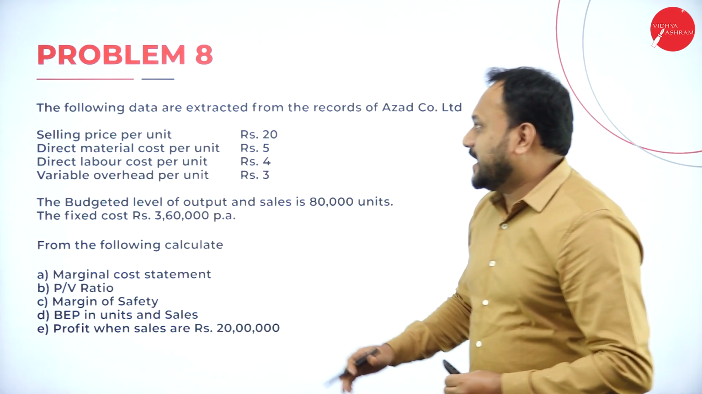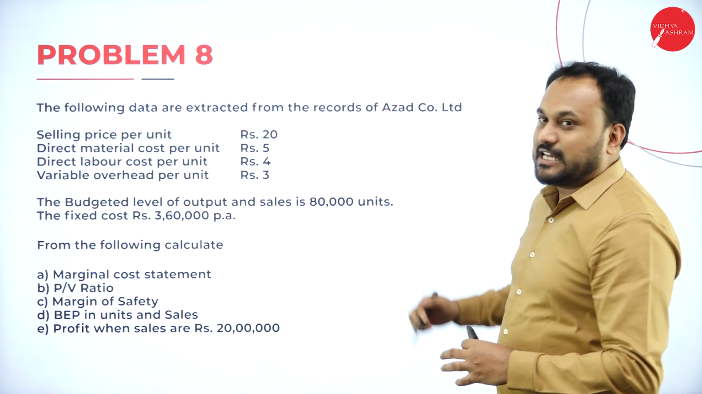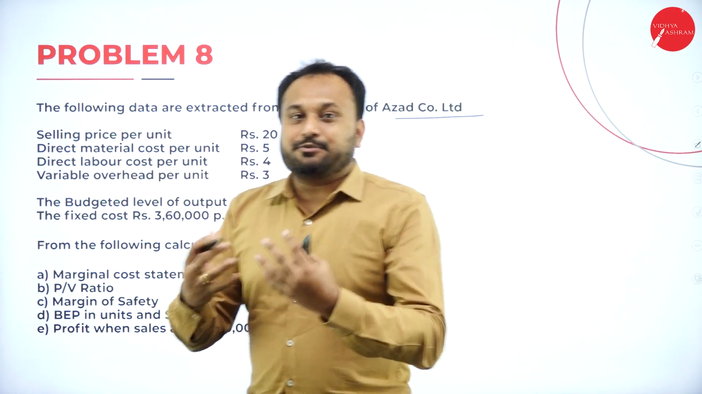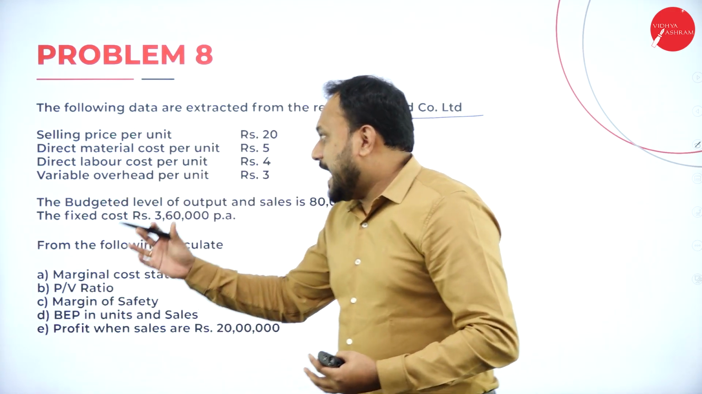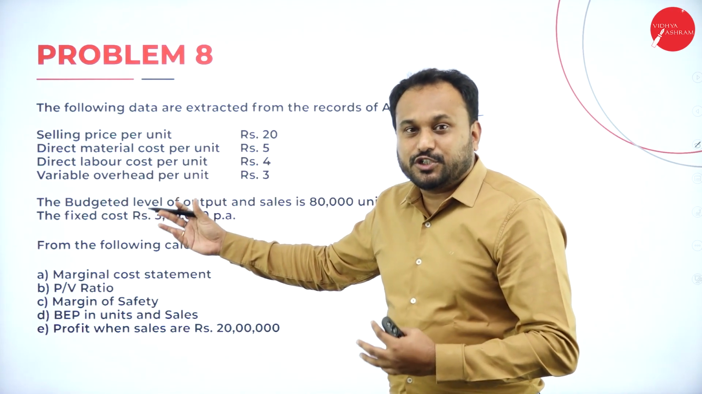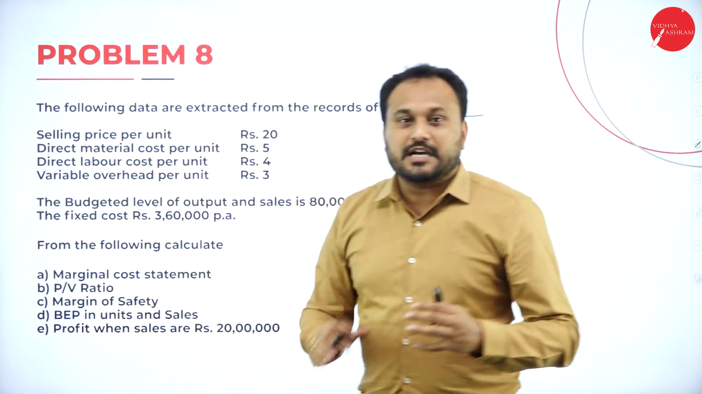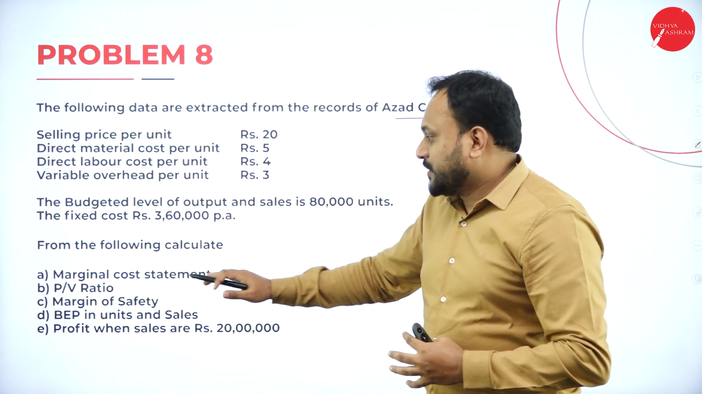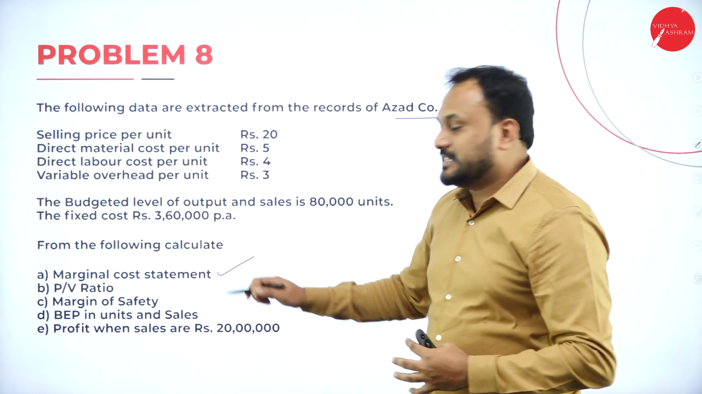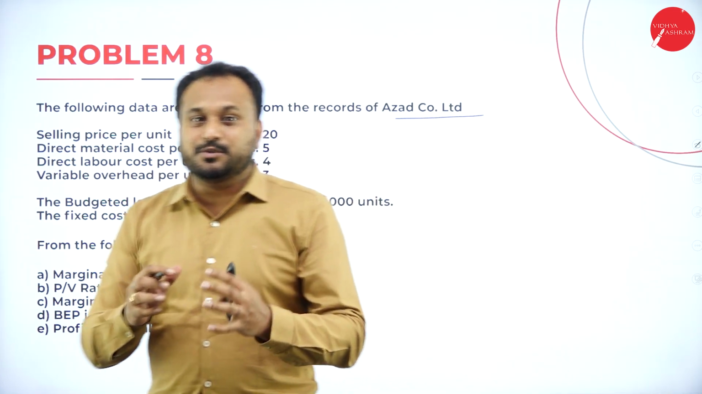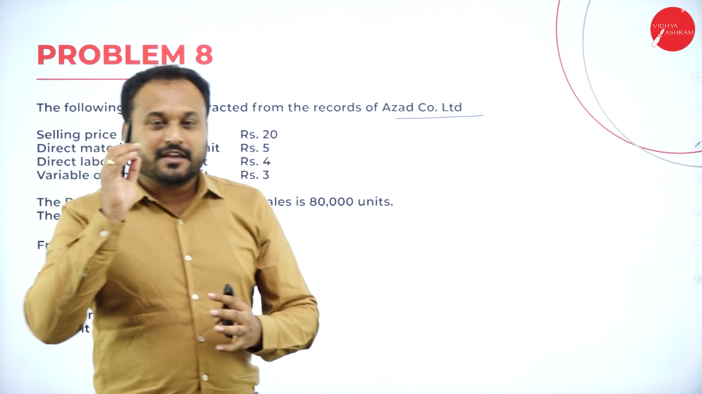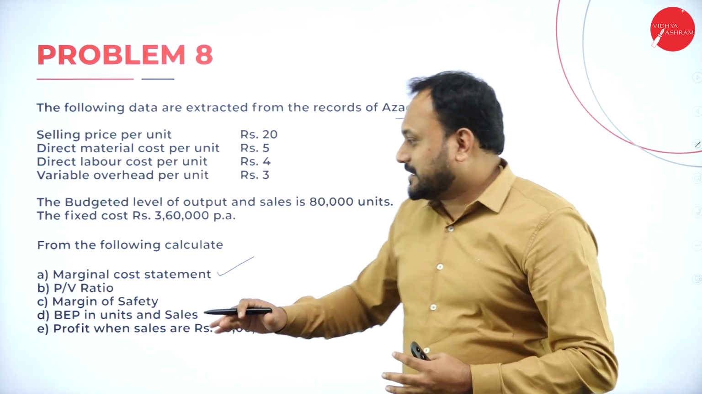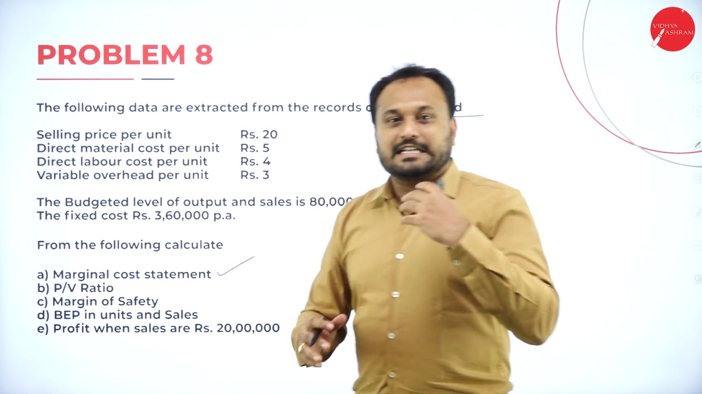The following data are extracted from the records of Azad Company Limited. So we need to write this Azad Company Limited. And what are we supposed to prepare? After seeing this question, what you should do is see what things we are supposed to calculate. The first one here is, from the following calculate marginal cost statement. Marginal cost statement, something new to us, but I told you, if you face the problem and ask the problem, what's your problem, you will get the solution. So marginal cost statement, I'll show you the proforma, what exactly it is.